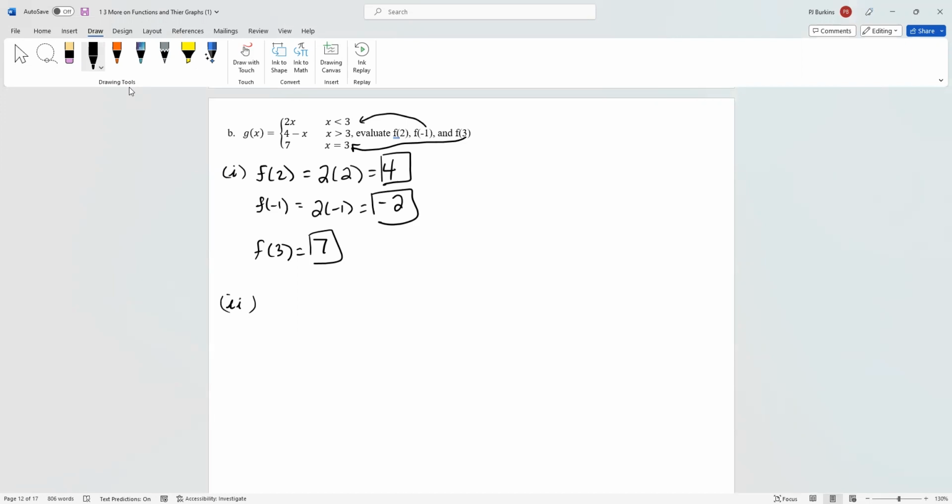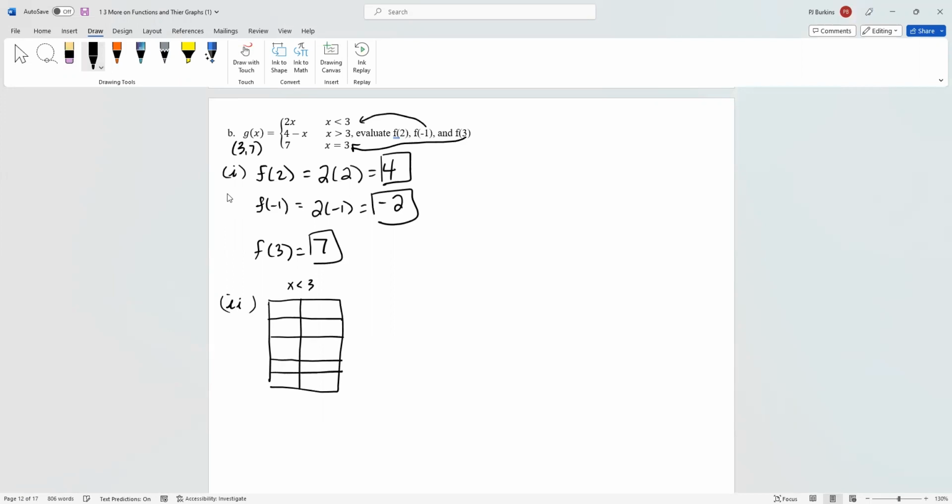All right, next we're asked to graph. So we need a table of values. So again, this is just a point. That's the point 3, 7. So I'm not going to bother doing any table for that, obviously. And then we are going to generate one for x less than 3. We've already done 2 of those.